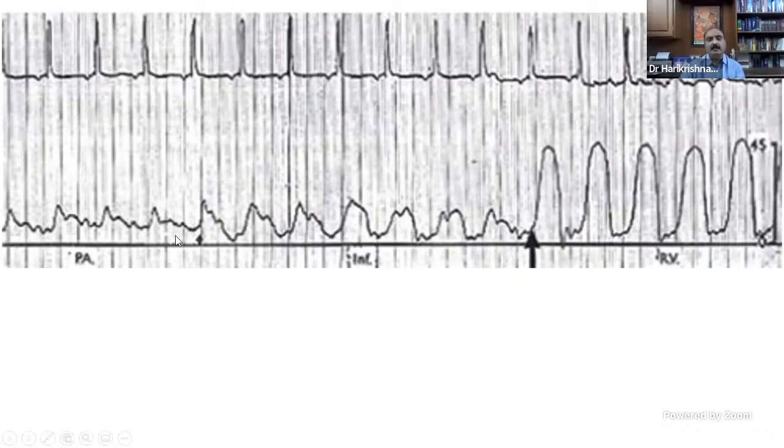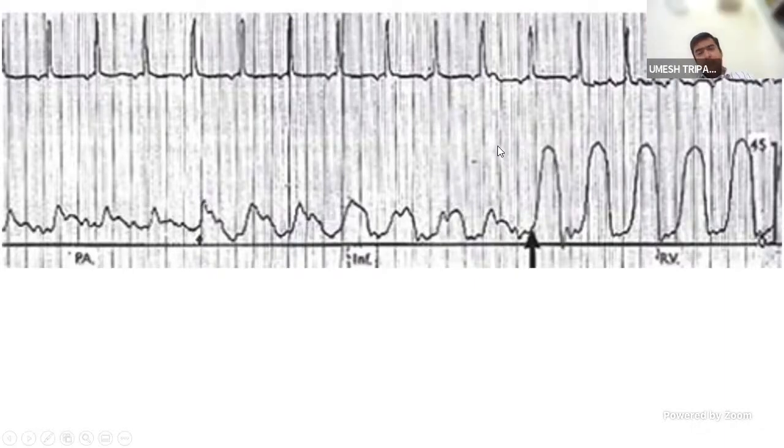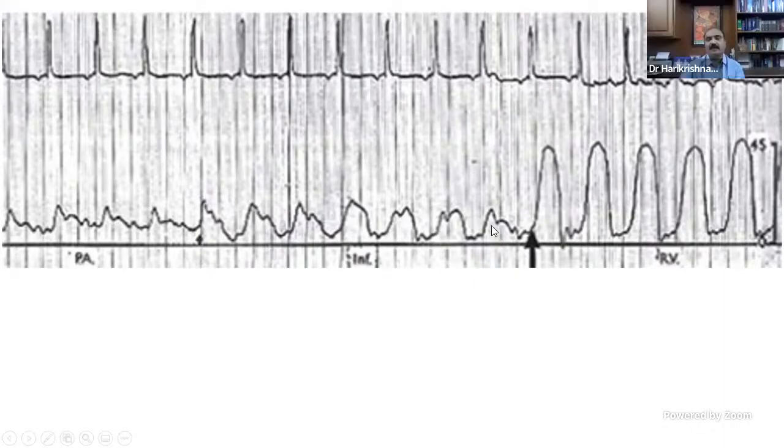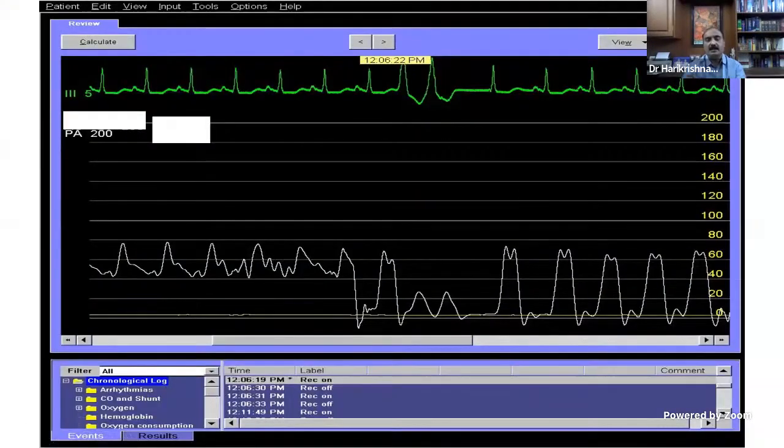There is no gradient in the pulmonary artery, because it's a pulmonary artery tracing, it is not touching zero. This is the infundibulum because it is touching zero. And you can see there is no gradient here, but the gradient is actually below the valve. So that is a sub-infundibular stenosis. Okay.